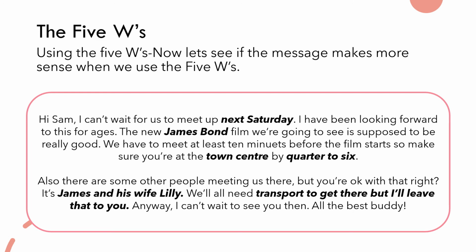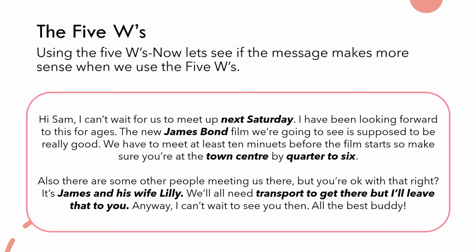"Also, there are some other people meeting us there, but you're okay with that, right? It's James and his wife Lily. We'll all need transport to get there, but I'll leave that to you. Anyway, I can't wait to see you then. All the best, buddy." So now we can see how much more appropriate this message is. If we look at the second part of the paragraph here, we actually know who is joining us at the cinema. It's James and Lily. So again, who is one of the key 5 W's.